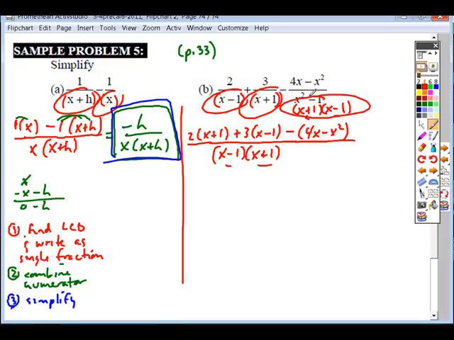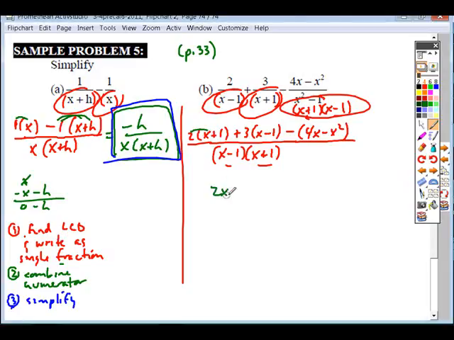But what LCD factor is missing from this fraction's denominator? Nothing. So you just leave it as it is, or you can write a 1 there if you want, but there's nothing being multiplied by that. And so now we can combine our numerator.